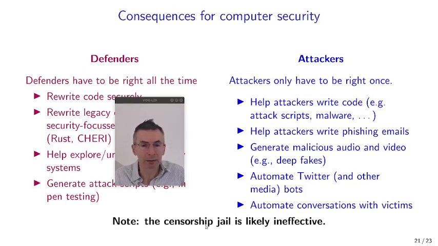And the second way is that, of course, people will make language models and systems like ChatGPT that don't have a censorship jail. Attackers will make their own version of ChatGPT and it will be designed to enable them to do the things that they want to do, not to prevent them from doing it. So while I think that the censorship jail is a useful thing to have, I think in the end it's likely to be ineffective.